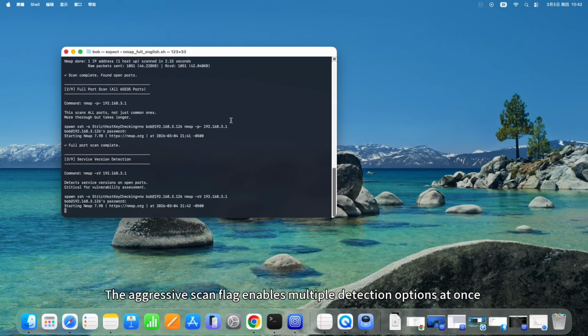The aggressive scan flag enables multiple detection options at once. Type Nmap -A followed by the target. This enables OS detection, version detection, script scanning, and traceroute. Use this when you need maximum information.